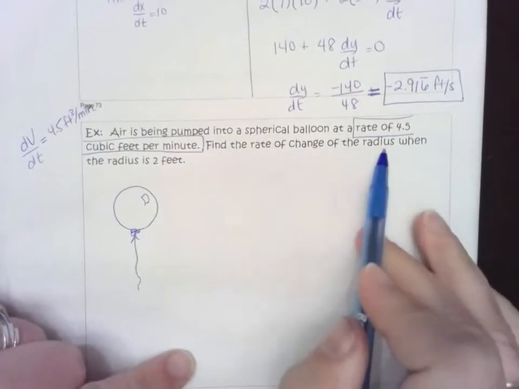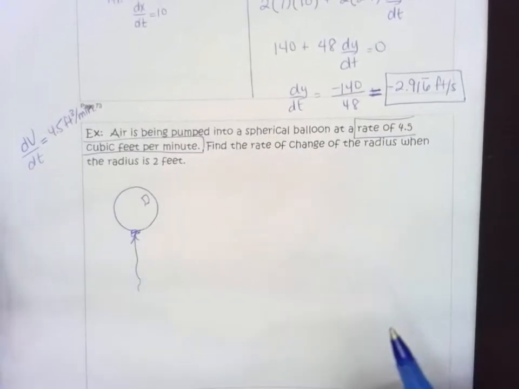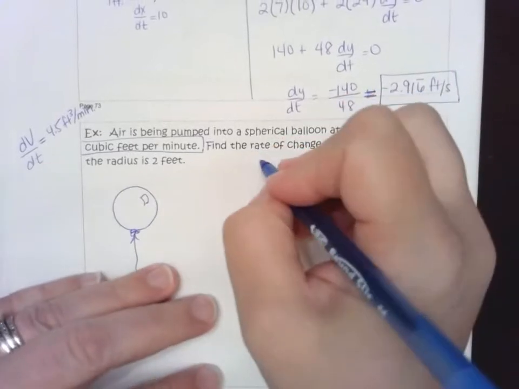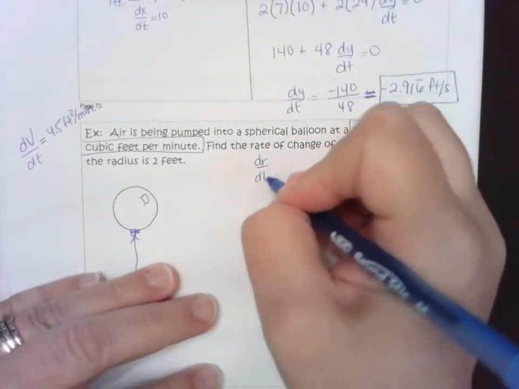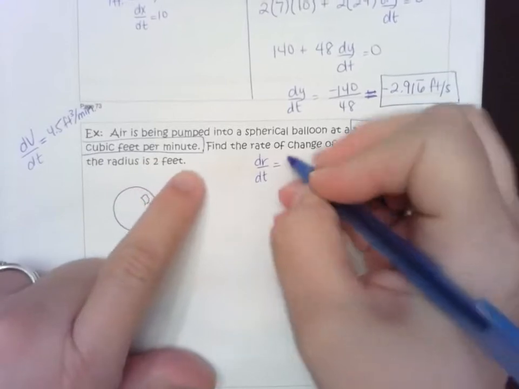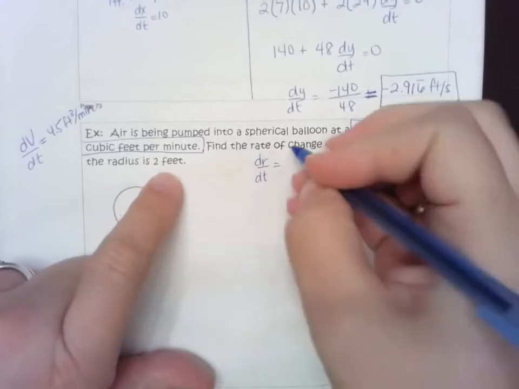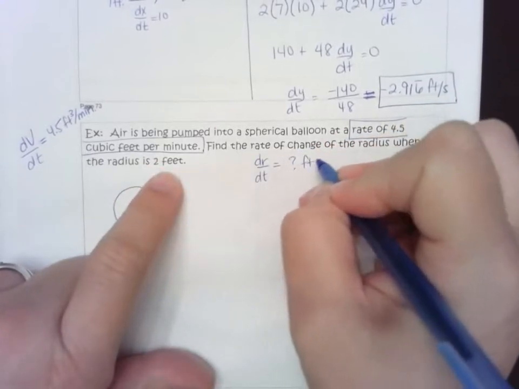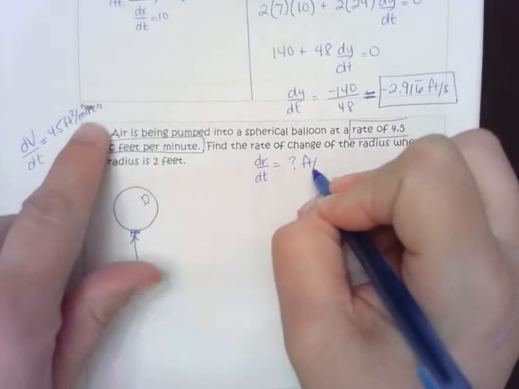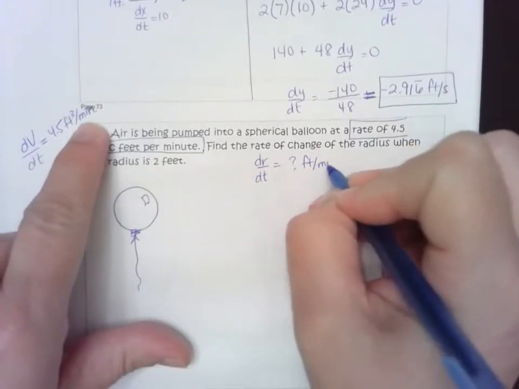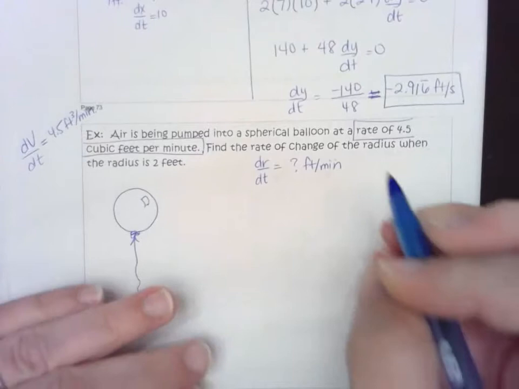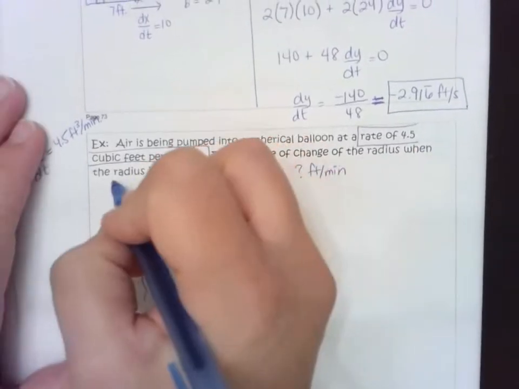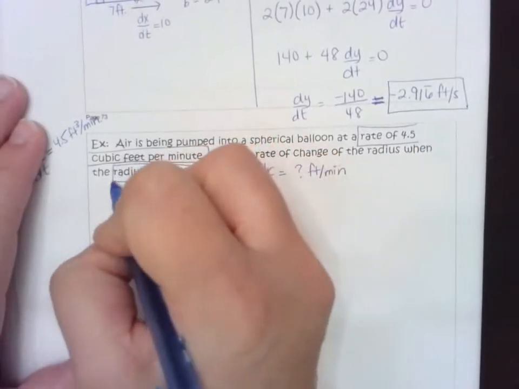Find the rate of change of the radius. Now the radius is a length, so that's just one-dimensional, changing over time. When we write its label, it will be feet. So we're trying to figure this out, but it's going to be feet per what time period? Minutes. We're also given the fact that the radius is currently 2 feet.